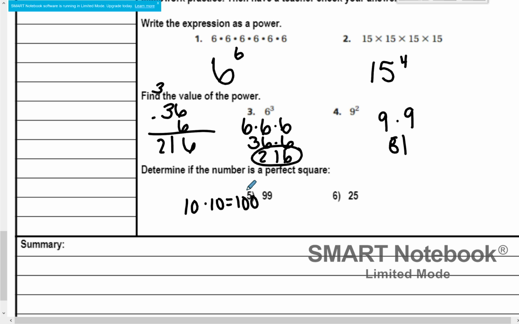Well, that's too big. So now I need to go down to 9 times 9, which is 81. That's too low. So there's no whole number between 10 and 9, because remember, it can't be decimals or fractions. So this cannot be a perfect square. Number 6, we have 25. Well, I know 5 times 5 is 25. So yes, it is a perfect square because 5 times itself is 25.